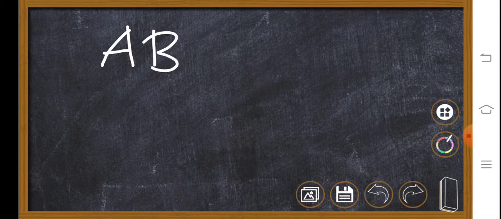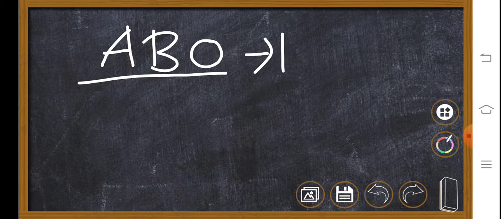Okay. As I told you, blood group ABO is one of the examples of multiple allele.